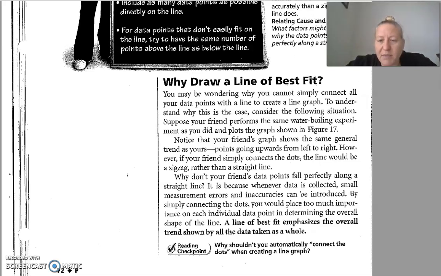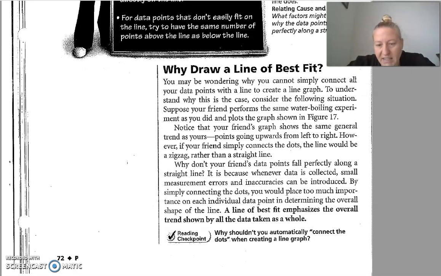However, if your friend simply connects the dots, the line would be in a zigzag pattern rather than a straight line. Why don't your friend's data points fall perfectly along a straight line? It's because whenever data is collected, small measurement errors and inaccuracies can be introduced. By simply connecting the dots, you would place too much importance on individual data points in determining the overall shape of the line. A line of best fit emphasizes the overall trend shown by all the data taken as a whole.